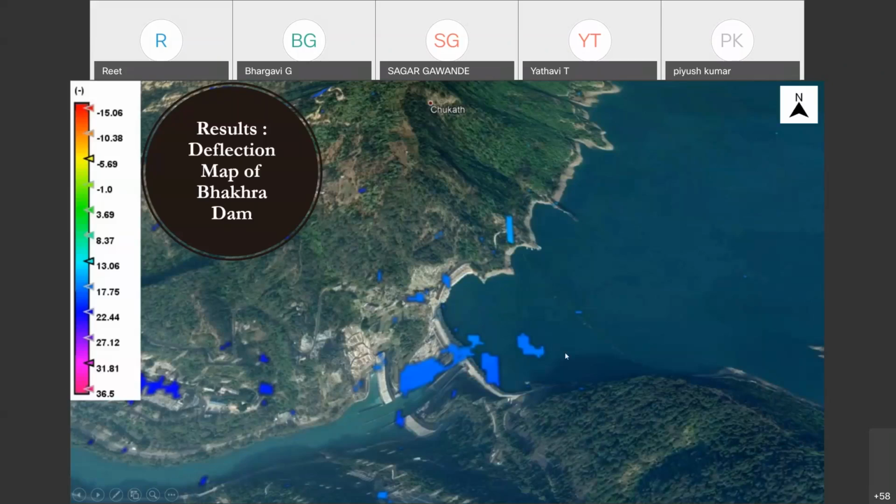So this picture that you are seeing is of Bhakra Dam. This is the dam wall, and we observed if there is any movement in this dam wall. Why is this type of study very important? Because I will tell you one more thing.